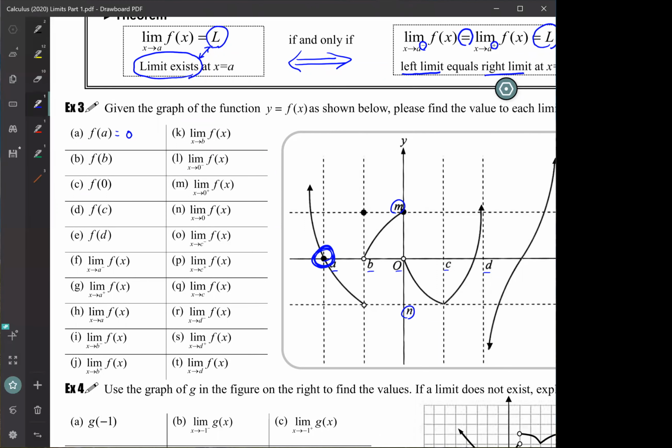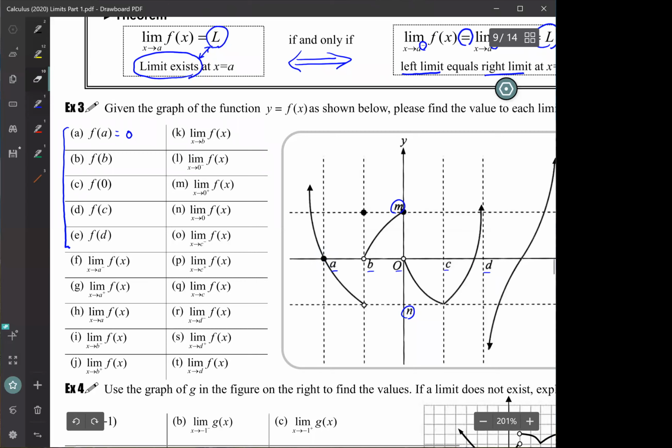So for f of something, for questions A to E, you are looking for the exact point. You are not looking for the limit. Okay, there's a difference. Exact point means you are right on it. But limit is where you are getting closer to. So it's different. All right, let me erase that circle.